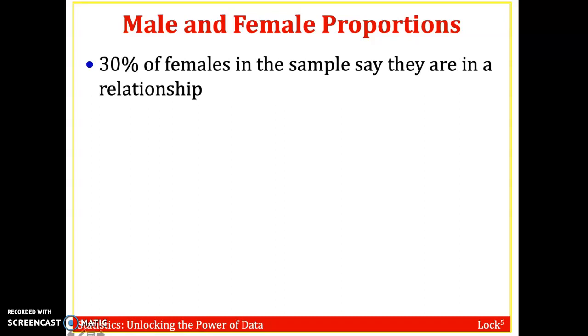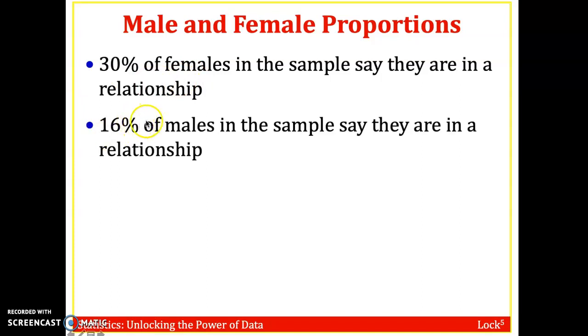All right, so kind of an interesting thing to look at. This was a real survey done. It was a while ago, but real data. 30% of females in the sample say they're in a relationship. But only 16% of males in the sample say they're in a relationship. Why the difference, do you think?